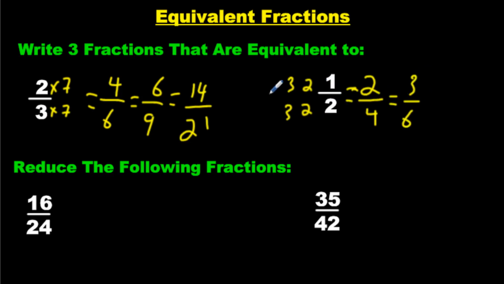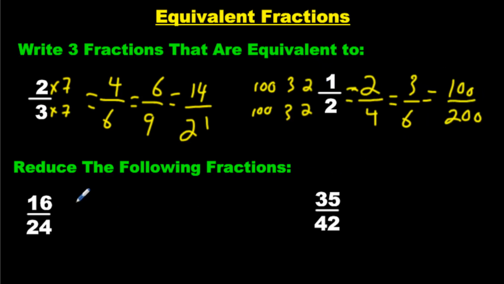3/6. Multiply by, let's do a crazy number, let's do 100. I'd have to do that to the denominator as well. I'm going to get 100 times 1, which is 100, and 100 times 2 is 200, and the value is preserved. All of these fractions are the same value.